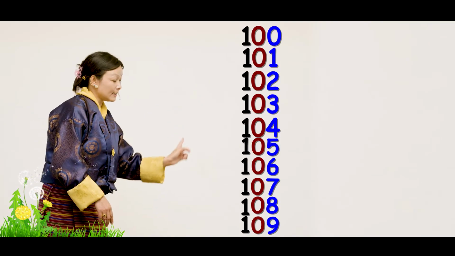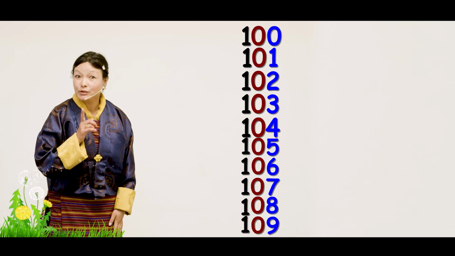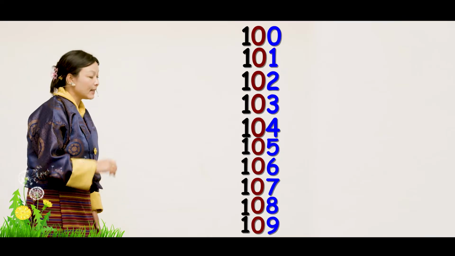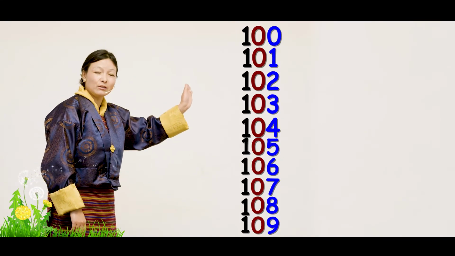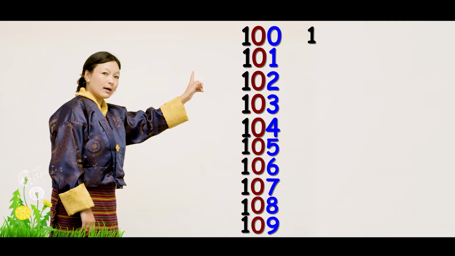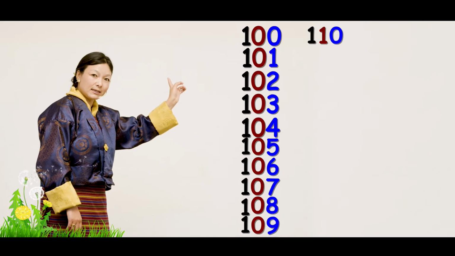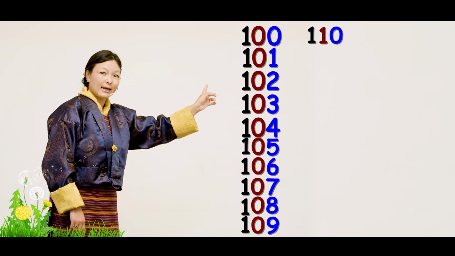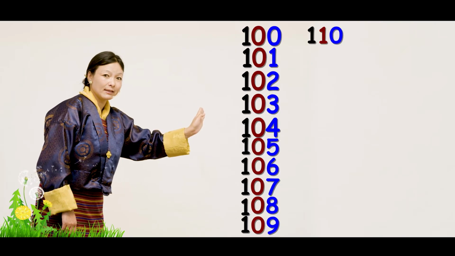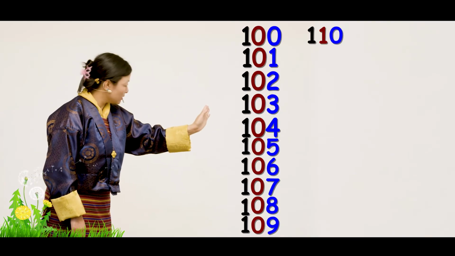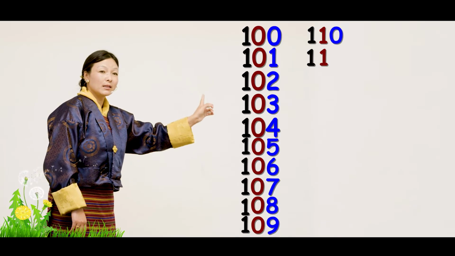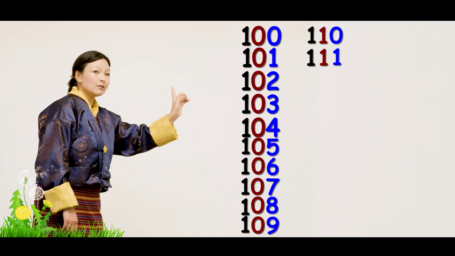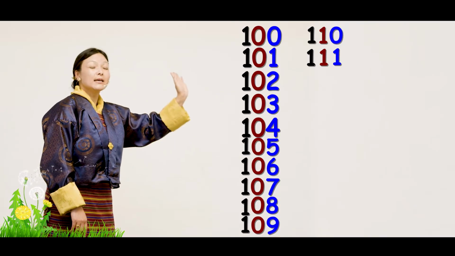Now when it reaches 109, and you go to the next number, that 9 changes to 10. How do you write 10? Yes, 1, 0, 10. So when you write 110, you write 1, 1, 0, that is 110. Now when you write 111, you write 1, 1, 1, that is 111.